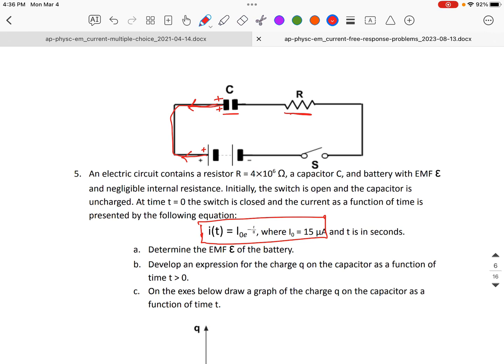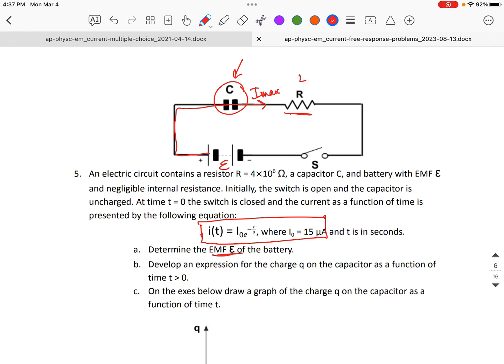So in order to determine the EMF of the battery, the full charge of the battery, we're going to take into consideration the fact that at the moment the switch is closed, the current traveling through is at its maximum. So it is as if the capacitor is not there. It is only once it starts building charge that we start experiencing a decrease in current. But in order to get the full EMF, we need to treat the circuit as if the capacitor isn't there and it is just a circuit with one resistor.